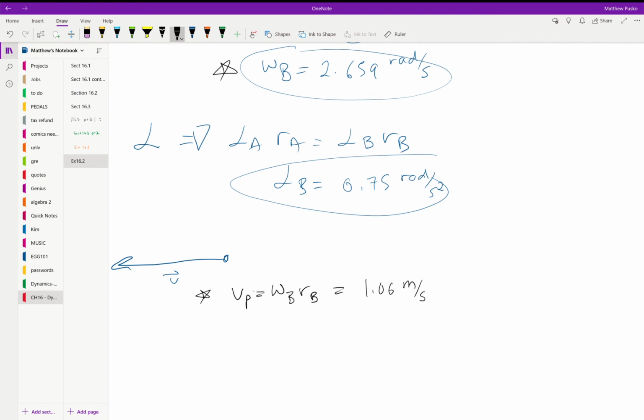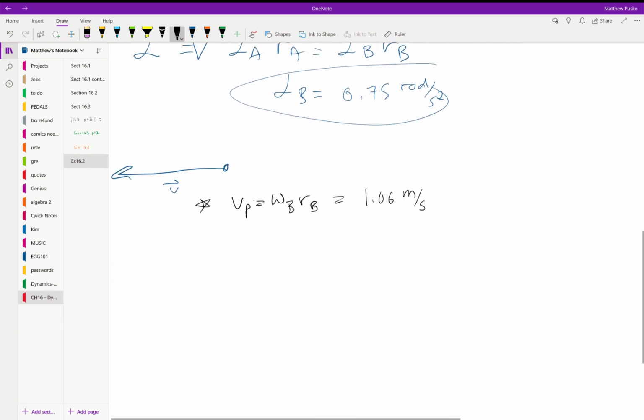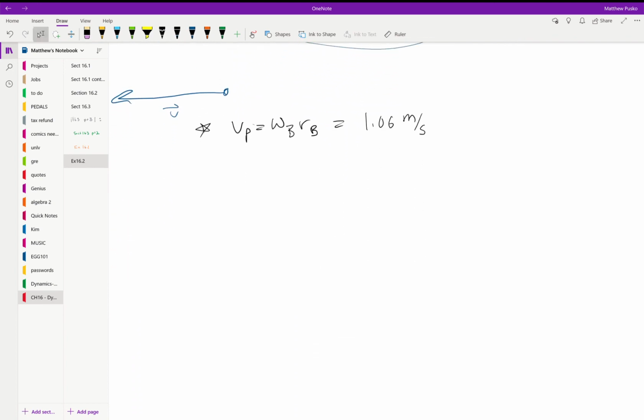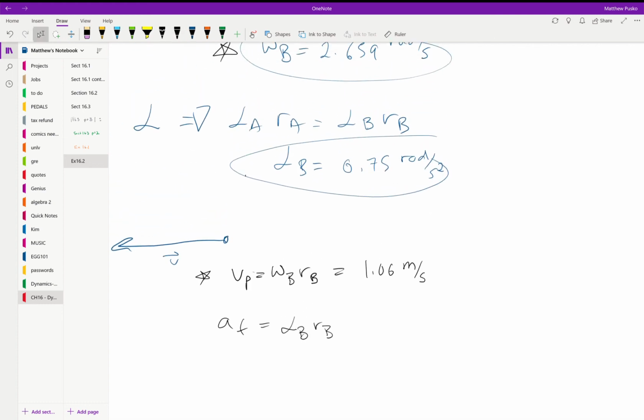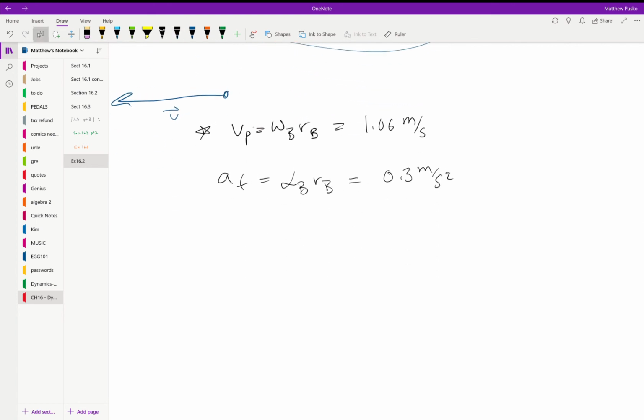We need to find the two components of acceleration, though. There's one in the normal direction and one in the tangent or transverse direction. I think your book uses tangent for this section, or for the specific problem. So the acceleration in the tangent direction is just equal to our alpha B RB. Well, we know alpha B now, and RB was given to us. We can calculate this as 0.3 meters per second squared. Meters per second squared, not radians per second. And we need the normal component at point P.